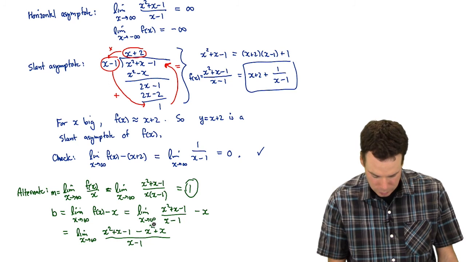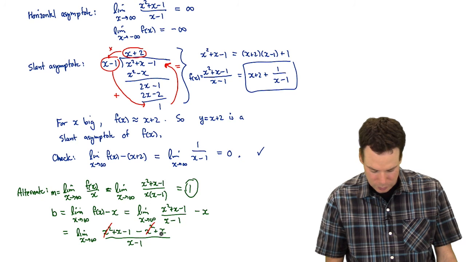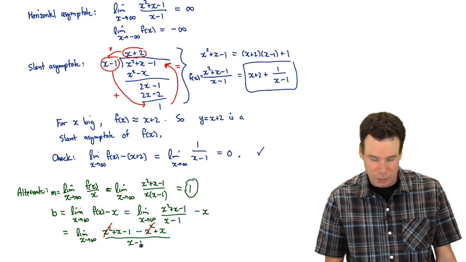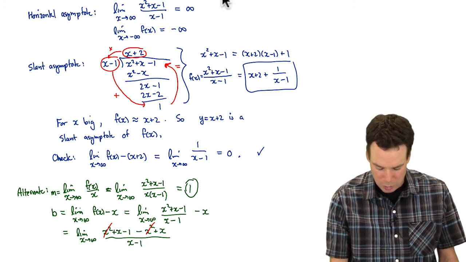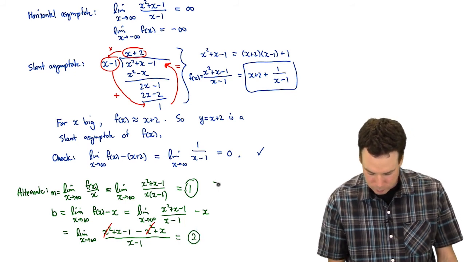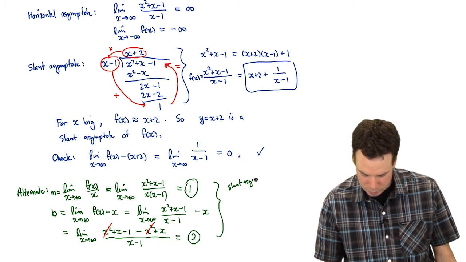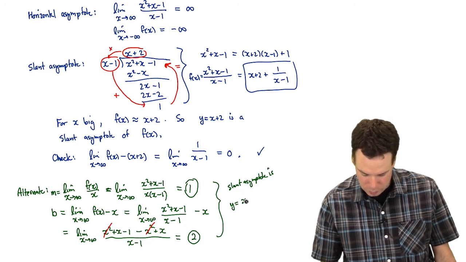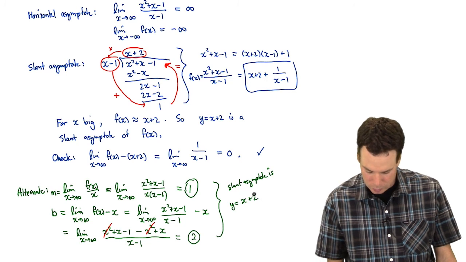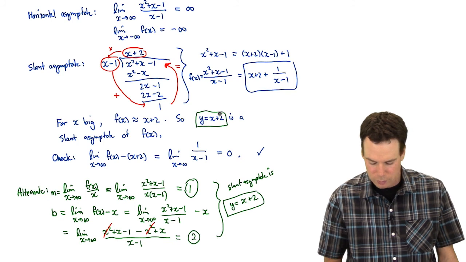And we see that we've got some cancellations happening here. The x squared cancels. We get an x plus an x in the top. That's a 2x minus 1. The bottom is an x minus 1. So the ratio of the leading coefficients would be 2 over 1, or 2. And that's our value of b. So this tells us then that the slant asymptote is y equals m, which is 1, times x, plus b, which is 2. So either way, we got the same result.